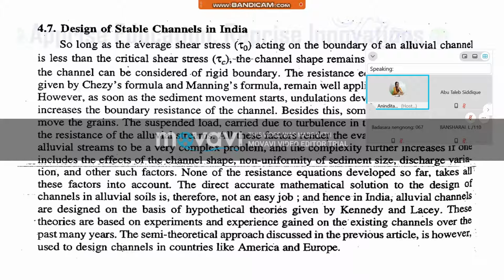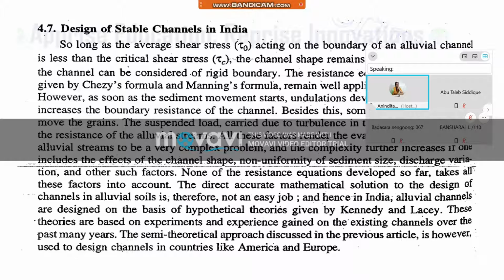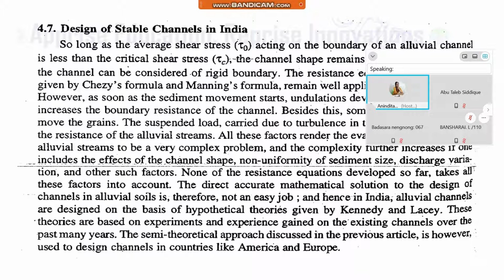The suspended load carried due to the turbulence in the flow further affects the resistance of the alluvial streams, and all these factors render the evaluation of resistance of alluvial streams to be a very complex problem, and the complexity further increases if one includes the effects of the channel shape, non-uniformity of sediment size, discharge variation and other such factors. None of the resistance equations developed so far takes all these factors into account.